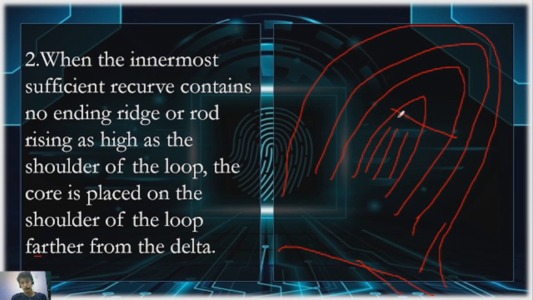So, hindi man lang sila umabot dito. So, ano yung sabi sa rule number 2? Kung hindi man yan aabot or wala man lang umabot sa mga rods na ito as high as the shoulder, then the core is placed on the shoulder of the loop farther from the delta. So, dalawa yung shoulder dyan. So, anong pipiliin natin? Is it this one or this one? So, the delta, let's say the delta is found in here. Okay? The delta is here. Then, the core is placed on this shoulder. Okay? So, doon po or yan po yung sinasabi ng rule number 2 natin.